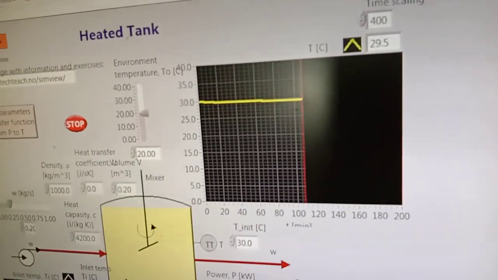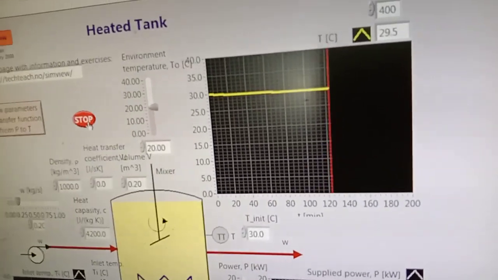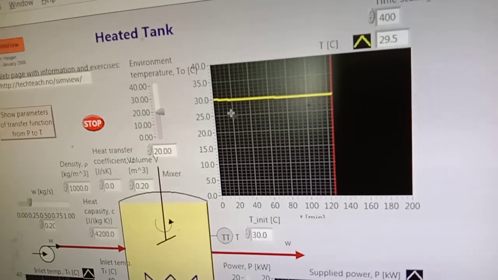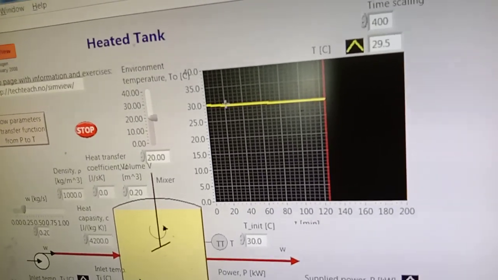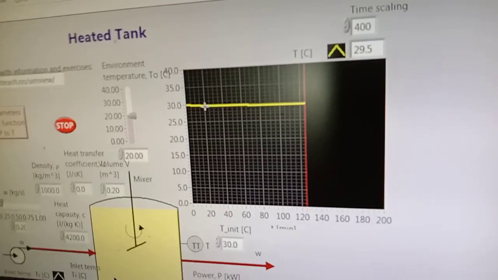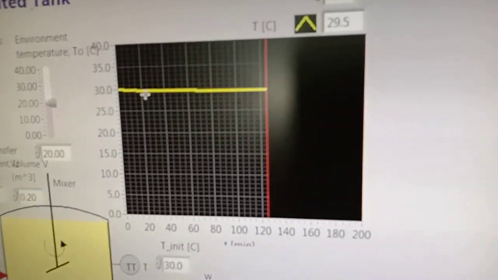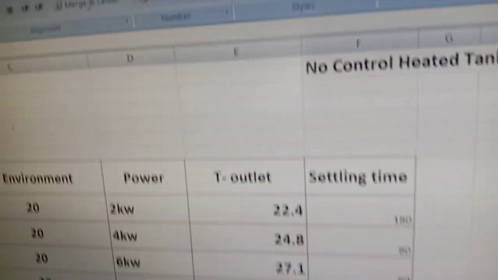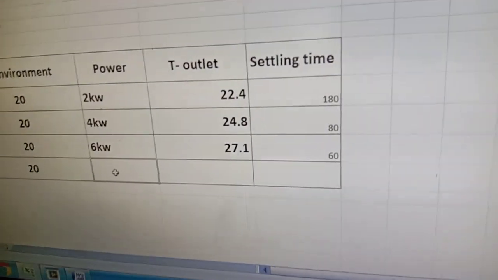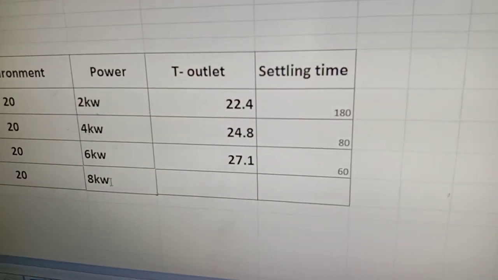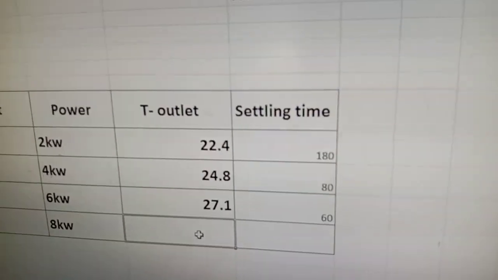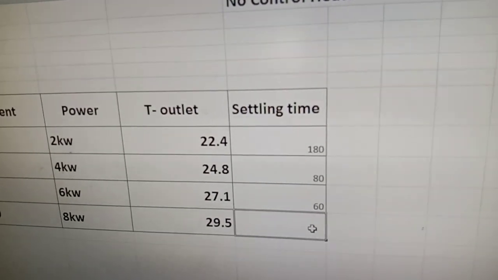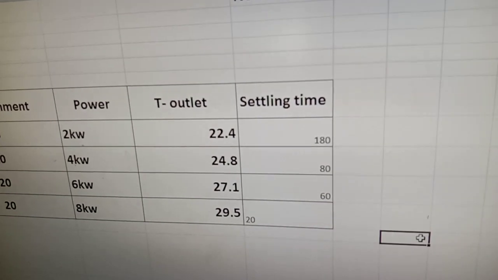29.5 degrees Celsius. Here again you can see that the settling time has been reduced. The settling time is reduced to almost 20 minutes. So in 20 minutes I'm getting this output, 8 kilowatt is the power, and I'm getting 29.5, which is close to my requirement, and the time it is taking is 20 minutes.